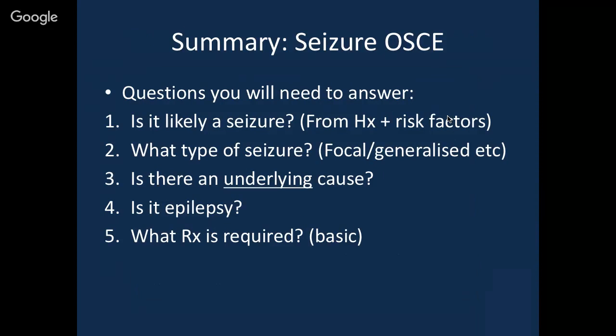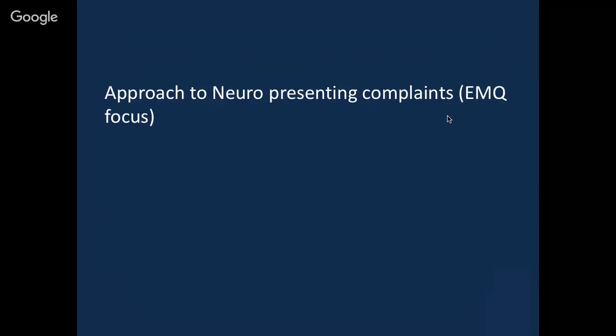So like I said, the summary of a seizure OSCE, the things you need to be thinking of is, first of all, rule in or out: is it truly a seizure? Then what type of seizure? Is there a cause? So do your tests for brain tumors, check if there's a stroke or anything like that. Does it classify as epilepsy? And is some form of treatment required? You're not going to be asked to do anything too in depth, no more depth than what I've spoken about.